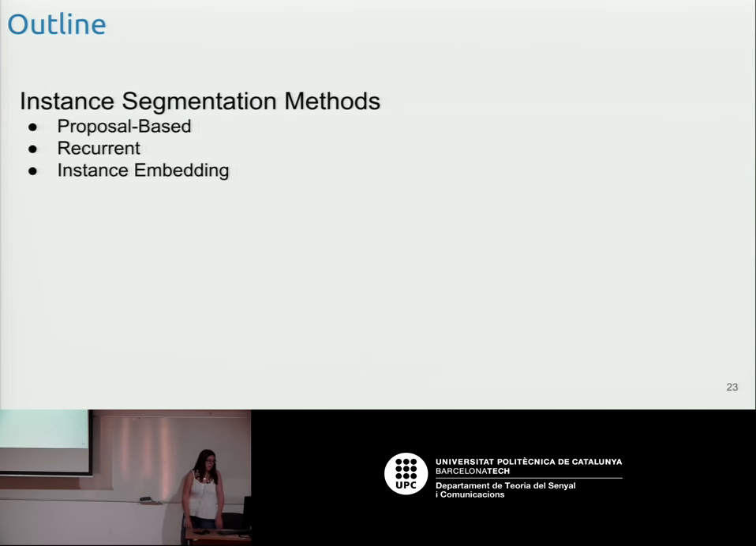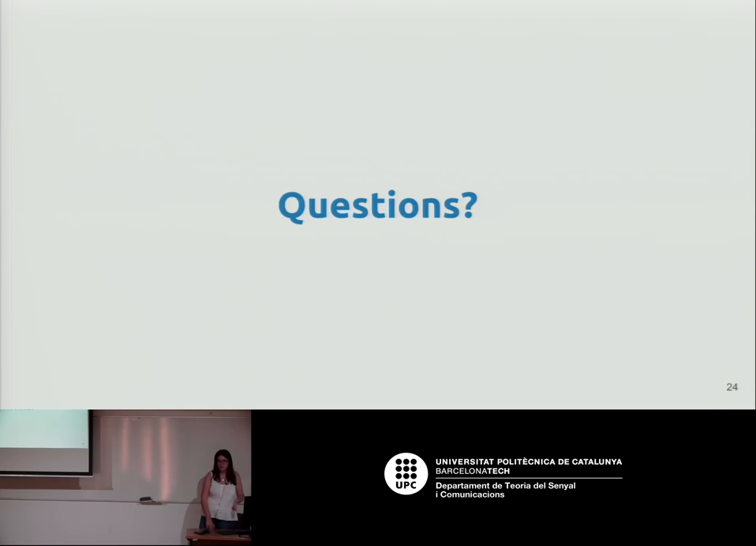So yeah, that's all. I've been talking about these proposal-based methods that are very related to proposal-based methods for object detection. The difference is just that in this case, you are also predicting a mask. But you see that there's still this inconvenience that proposal-based methods have. So there are the other alternatives of using recurrent methods or these instance embedding methods. And yeah, that's all. If you have any questions.